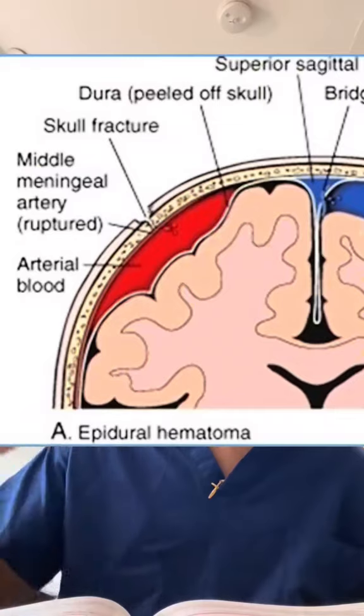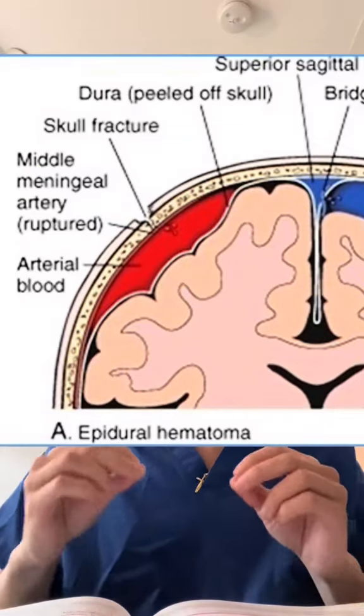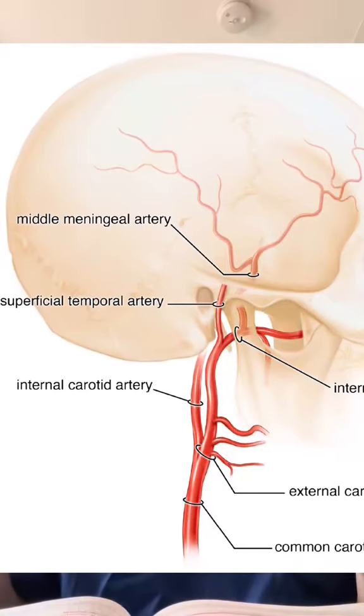This is a brain bleed between the dura and the skull. This is typically caused from trauma and fracture of the temporal skull, resulting in rupture of the middle meningeal artery.